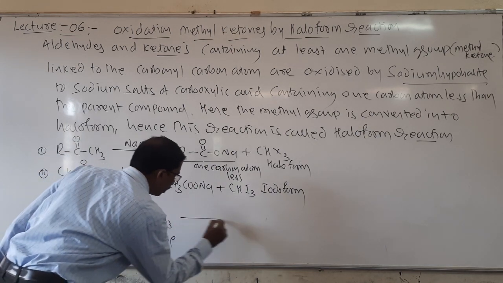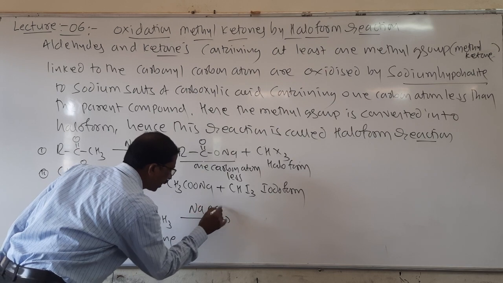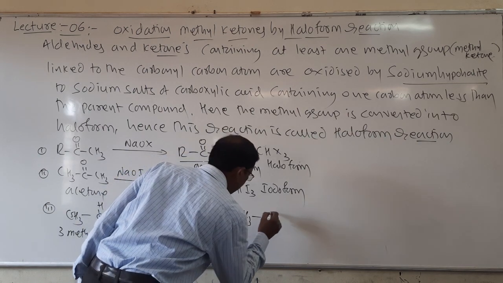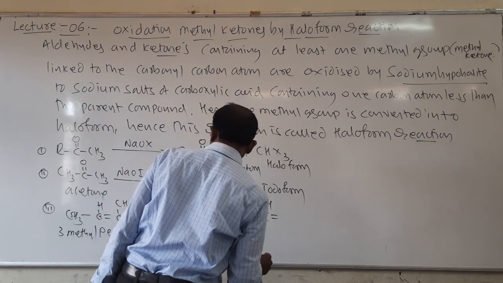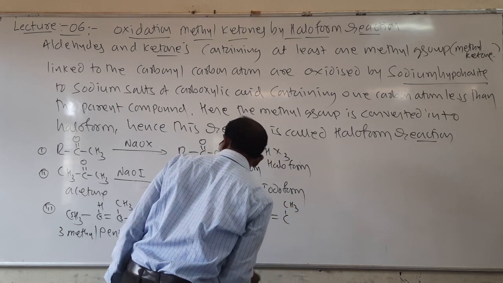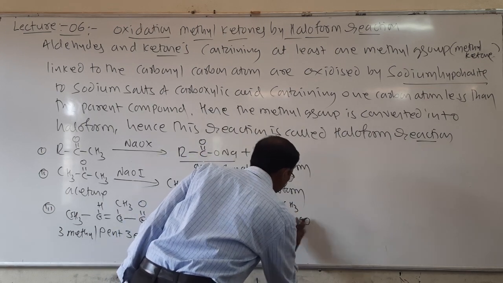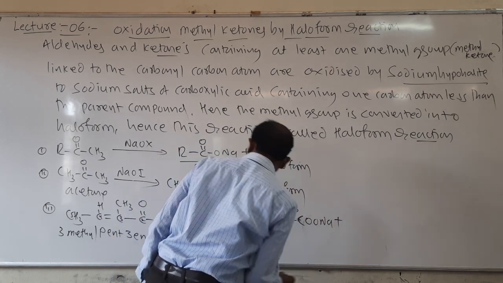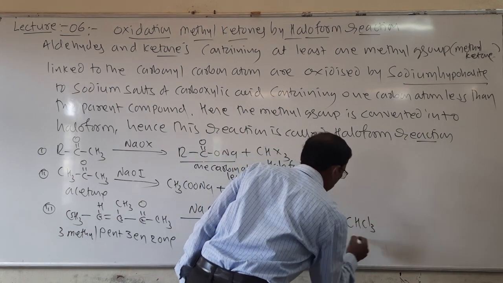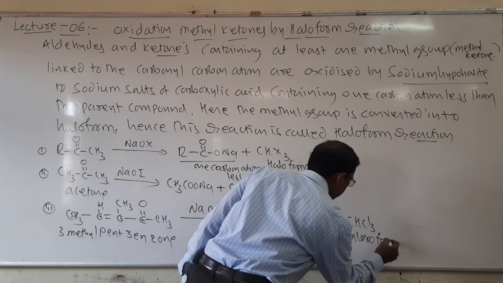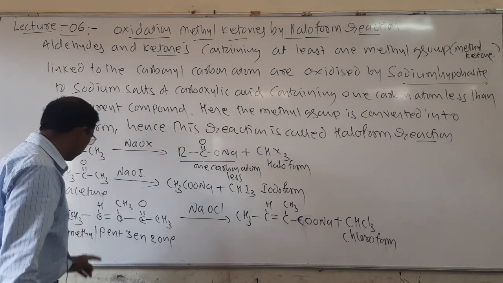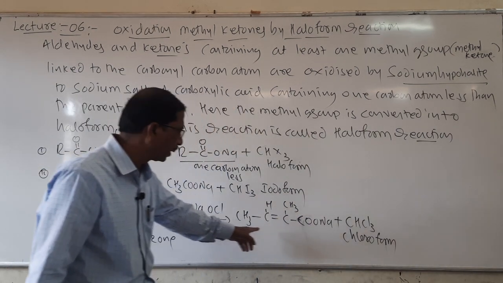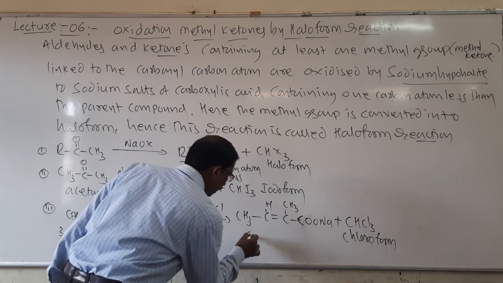And when it is treated with sodium hypochlorite, NaOCl, look here students, it forms CH3, CH double bond. The double bond does not affect it. It forms CH3, C, COONa plus CHCl3, chloroform. Chloroform is formed. Look here students, in the starting compound there are carbon atoms 1, 2, 3, 4, 5, and in the product 1, 2, 3, 4. So one carbon atom is less.